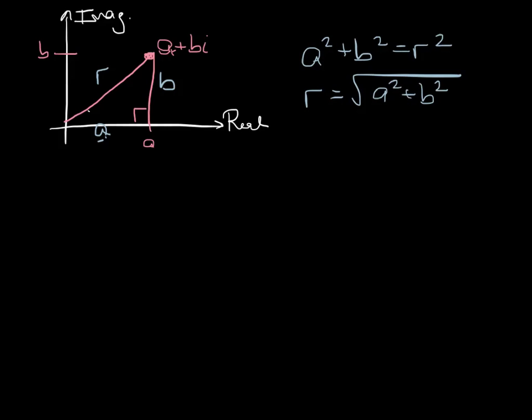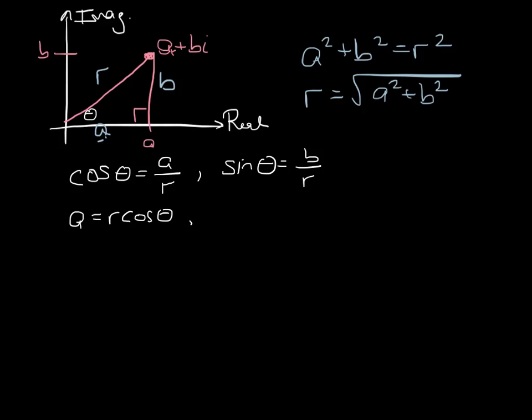Now in our picture we've got this angle theta. Now we can write two statements. We can say that cosine of theta is a over r, and sine of theta is b over r. If we solve, we get a equals r cos theta, and b equals r sine theta.